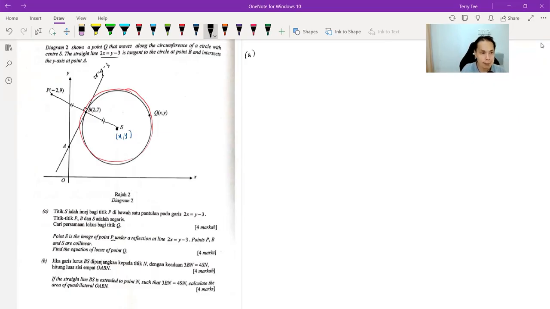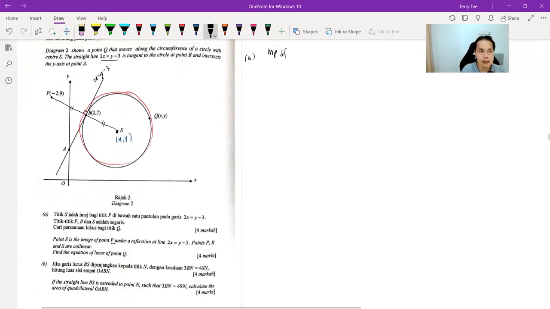We can use the midpoint. We know the midpoint of PS is point B. Now, since we know P is minus 2, the x coordinate is minus 2 here. We add it to the x coordinate of point S, which is x, divided by 2. Then your y coordinate here is 9, plus y, divided by 2. The result is point B, which is (2, 7).